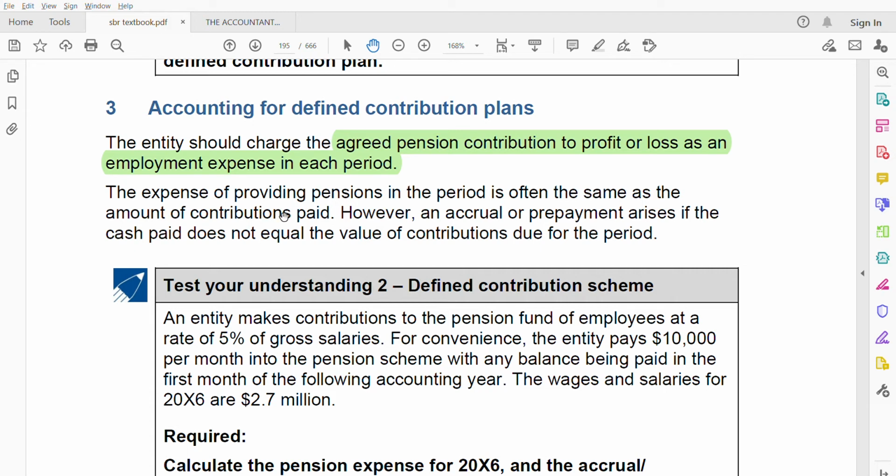So whatever the contributions you have paid, that will be only your expense. Okay, so your expense is equal to the amount of contributions you have paid. Let's say you have paid 10,000 in the contribution. That is only your expense. It's equal.